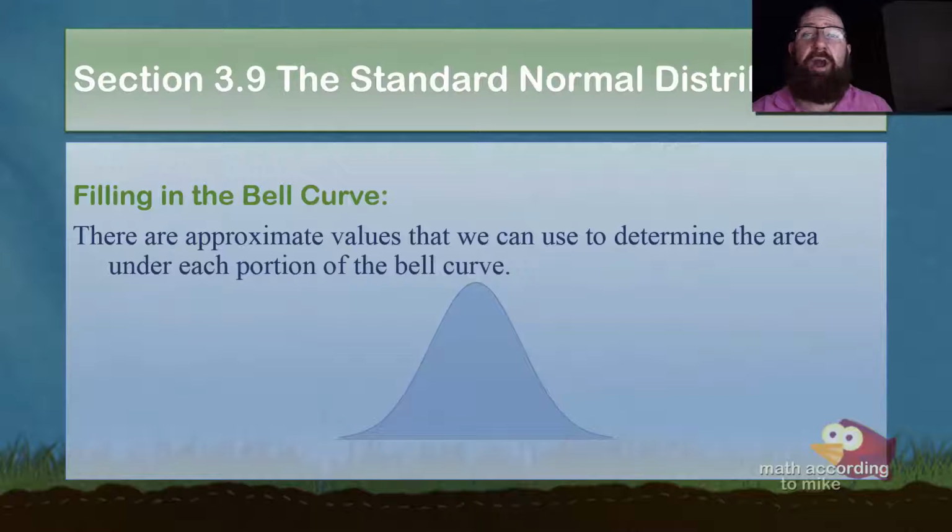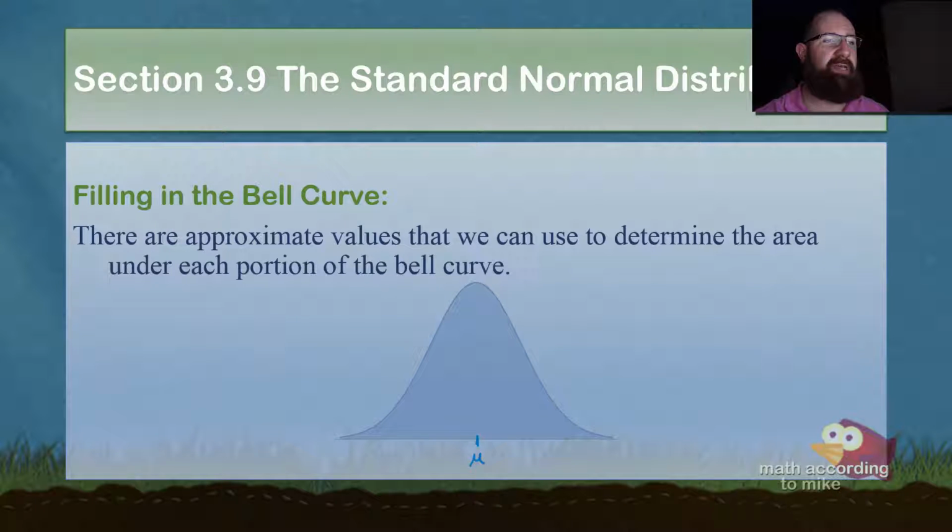As discussed, there are approximate values that we can use to determine the area under each portion of the curve. Before we get to them, let's talk about how the curve is broken down. We already discussed the mean and standard deviation, how they affect the graph. But before we go on to anything else, let's talk about the actual breakdown. Unfortunately, this is going to be very hard to draw on, but I'll do my best.